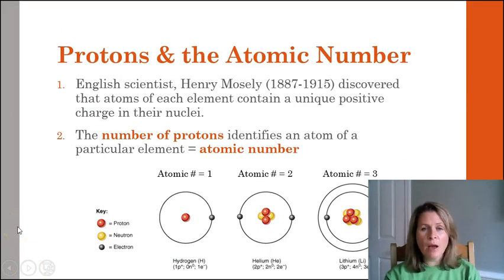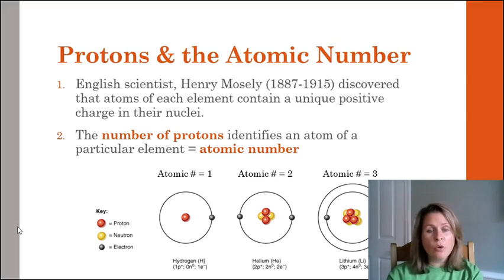Let's look at what we mean by atomic number. So there was an English scientist who discovered this relationship that if you look at the atoms of a particular element, they're always going to have a unique positive charge in their nucleus. And so what he discovered was that what identifies particular elements is that positive charge, which equates to the number of protons that are in the nucleus. So we have this number, the atomic number, and it identifies each atom of an element. It identifies each element according to the number of protons that are in an atom of that element.